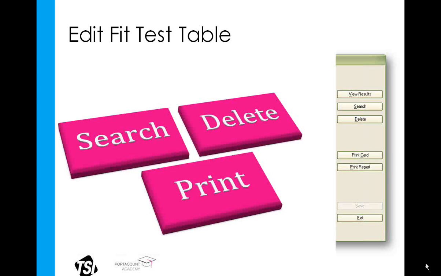To the far right, we'll find the options for searching for particular records. For example, if you wanted to search for fit tests only associated with a specific last name, rather than scrolling through the entire table, you could define a search value for it. You'll also see the delete option. In the rare circumstances where you may need to delete or remove an already existing fit test, this is where you could make that happen. And then lastly, you'll see the print options, where we can print a card or print a report related to the fit test that's selected.